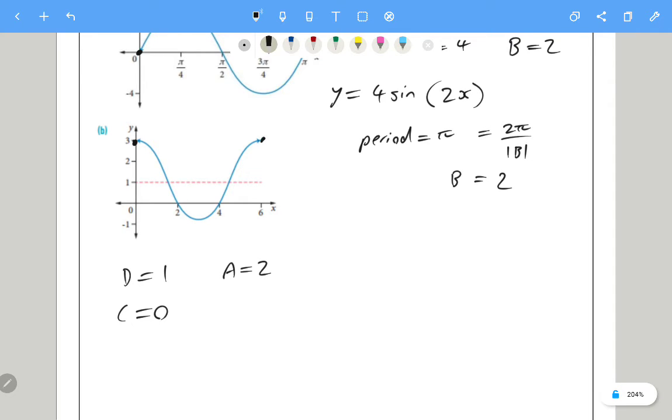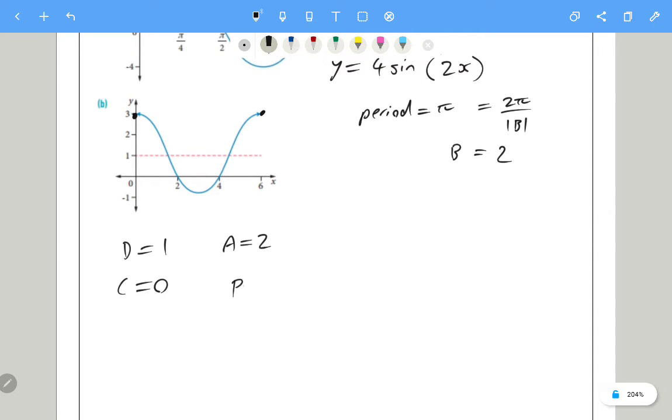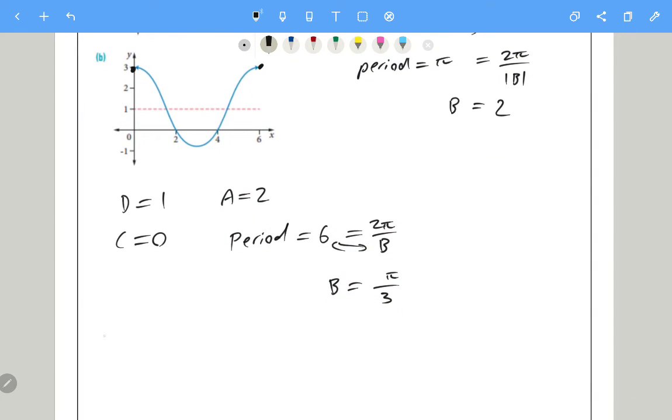But interestingly, what's the period? Period's a bit more interesting. So the period, which is going to determine b, is equal to 6, which is 2 pi over b. Do our swaparoo. b is equal to 2 pi over 6, or pi over 3. And there's our b value. And since it's a cosine function, we're going to get y is equal to 2 cos of pi on 3 x, or pi x on 3, plus 1. And once again, you could check this on a calculator.